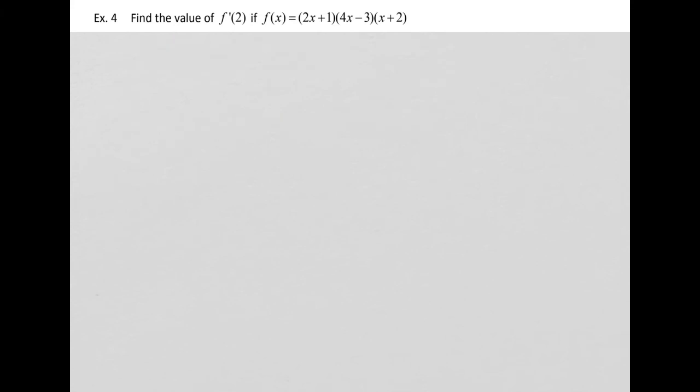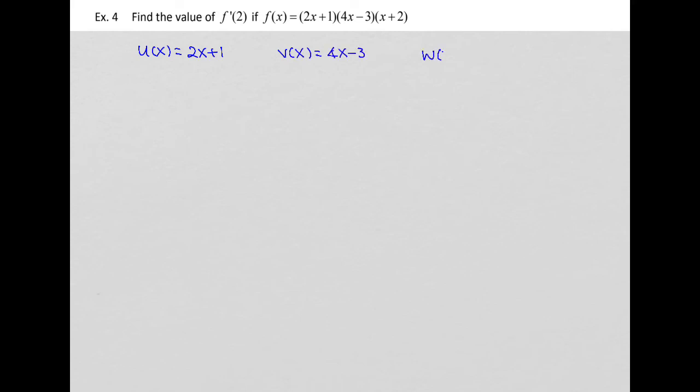Let's use the extended product rule to do example 4, as there are three functions that are being multiplied together. So let's define the function u, which is the first bracket, 2x plus 1, v, which is the second bracket, 4x minus 3, and w will be the third bracket, x plus 2. And let's find the differentiation of each. U prime will be 2, v prime will be 4, w prime will be 1. Next, let's find the differentiation. So f(x) is u v w.